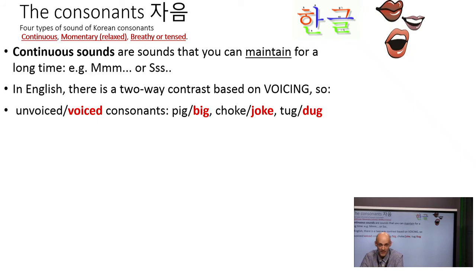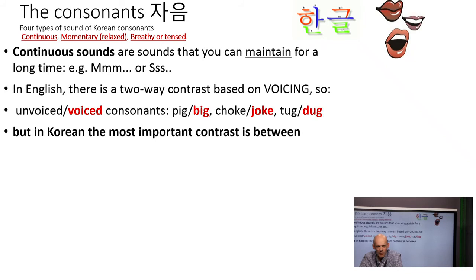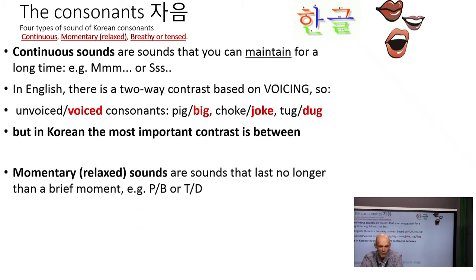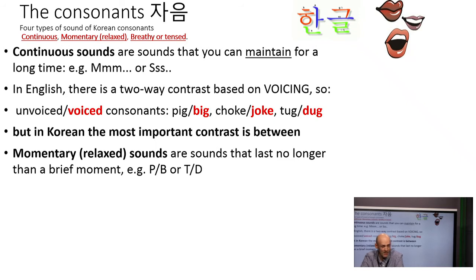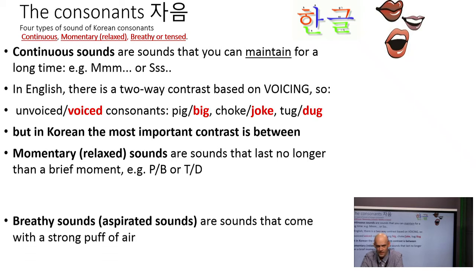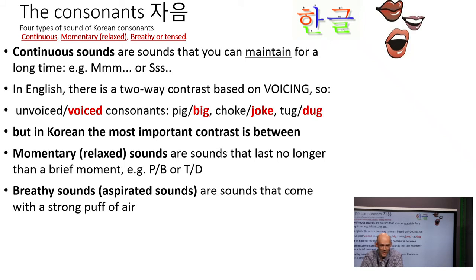Now in English you have this contrast between voiced and unvoiced consonants. For example, pig, p and b, which has got some sort of addition of the voice. P, no voice. B, you have a voice, and so on. In Korean, the most important contrast is not between voiced and unvoiced so much as between momentary sounds or relaxed sounds like b, da, or breathy sounds, sounds that come with a strong puff of air and maybe a little bit of spit as well. P, t.